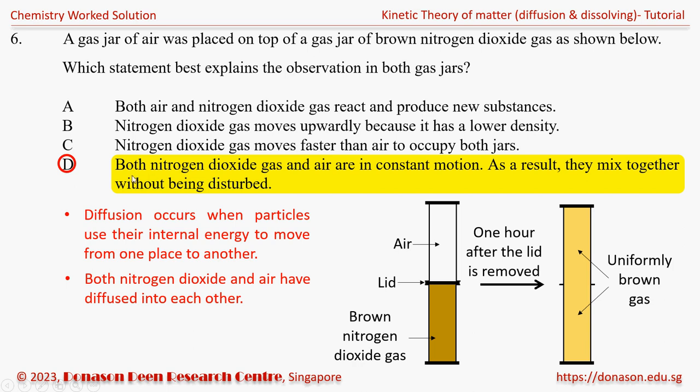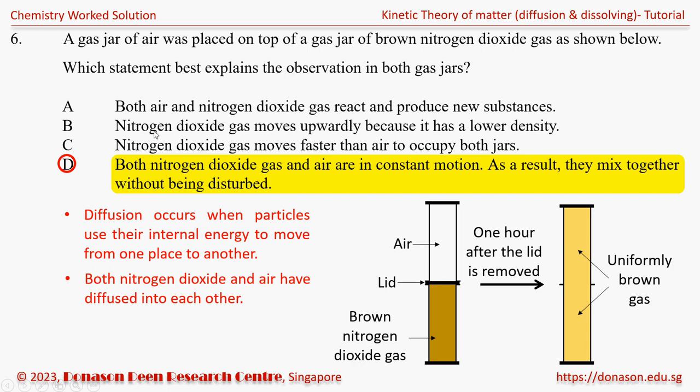So option D, if you look at it, both nitrogen dioxide gas and the air are in constant motion because of their internal energy, and as a result they mix together without being disturbed. Option C said nitrogen dioxide gas moves faster than the air to occupy both jars. If this moves faster than this, then we should be seeing that the air is turning brownish. The top cylinder should be turning brown and the bottom cylinder should be slowly turning white, but that's not the case.